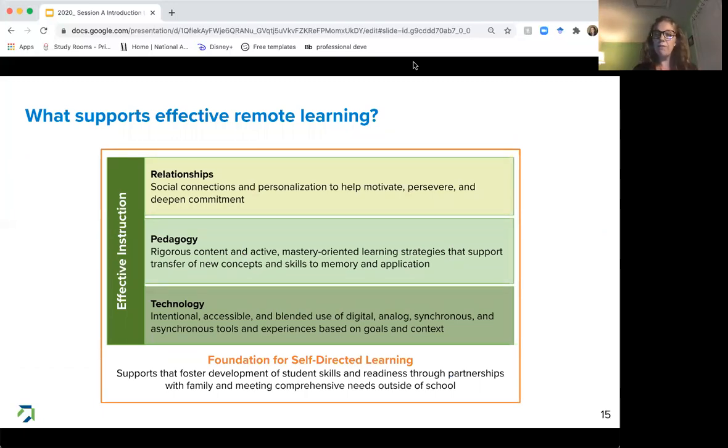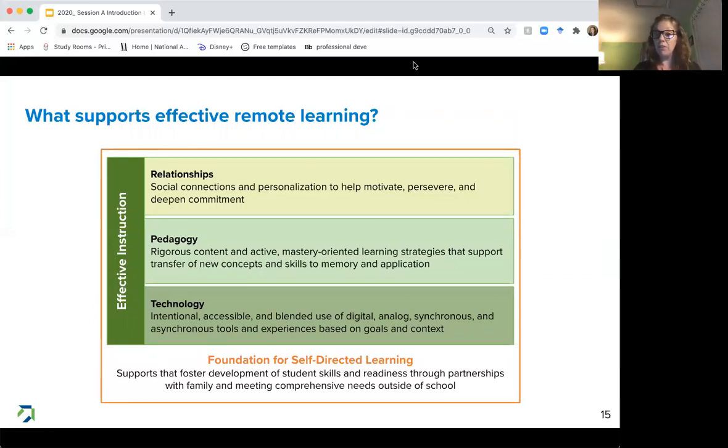The first is we have to create a foundation for self-directed learning. That is, an approach that fosters the development of the student skills and readiness through partnerships with families and other at-home networks, as well as meeting the comprehensive needs that students need to have met in order to engage effectively in whatever instruction we create. The second piece is effective instruction itself, which we believe has basically three quality factors.